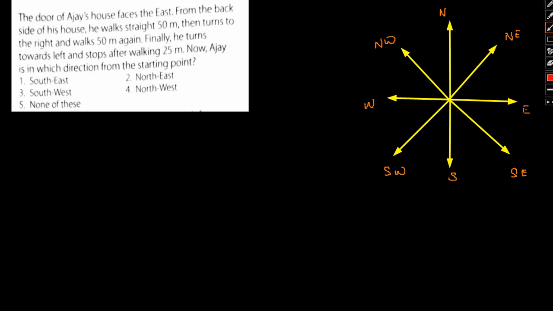Let's just try and make out how Ajay would be traveling. Ajay starts from here, say this point, and he walks till here, this point. This is 50 meters, which is given. Now he turns right. If he turns right, he'll go in this direction and walk another 50 meters. And then he turns left and walks 25 meters. So he walks another 25 meters and then stops.